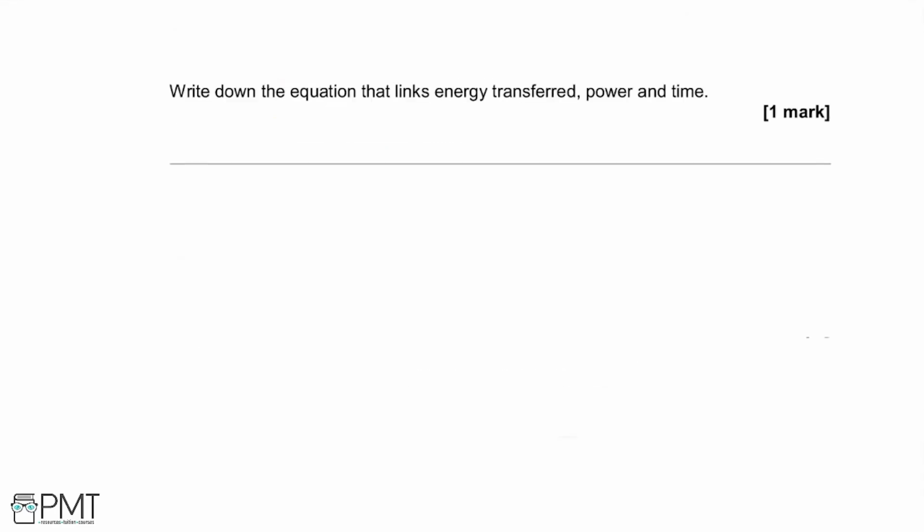Next, we're asked to write down the equation that links energy transferred, power, and time. This is an equation that you'll need to have memorised for the exam, and it is power equals energy transferred divided by time. You may also see this as P equals E over T. However, it's always best to write out the full equation with the words, just in case the exam board decides not to accept the letters.